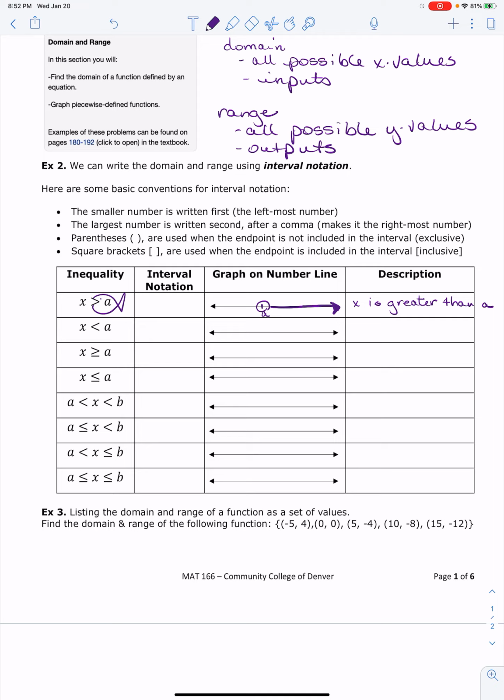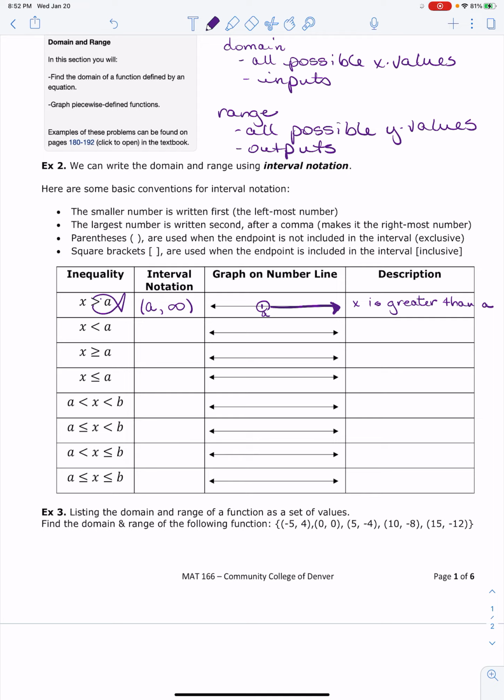In interval notation, smallest number always starts at the left, so we're going from a to infinity. Parentheses means we do not include those endpoints. So the infinity is always going to have a parenthesis, and our a here has a parenthesis because it is not included in the interval. X has got to be strictly greater than a, does not include a.